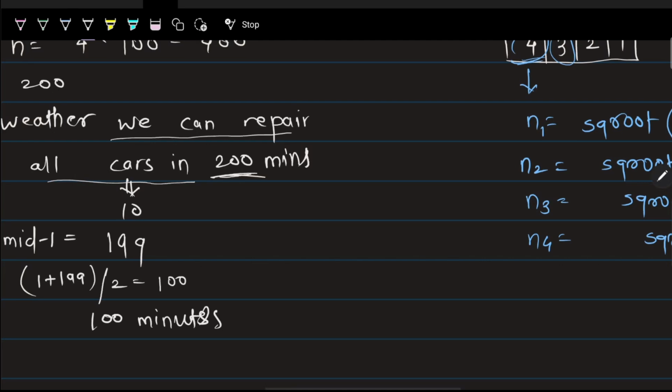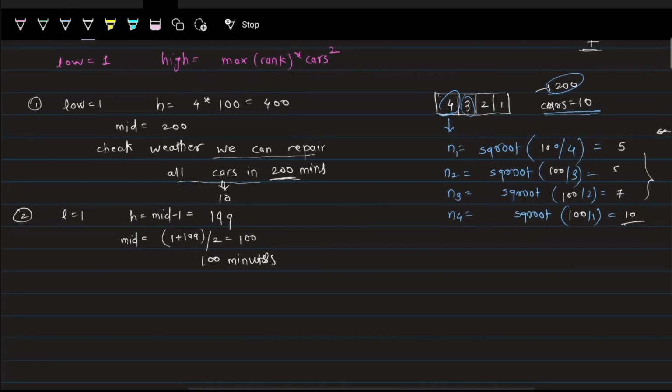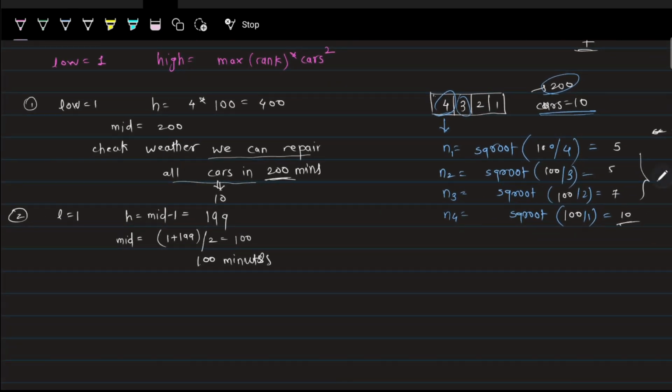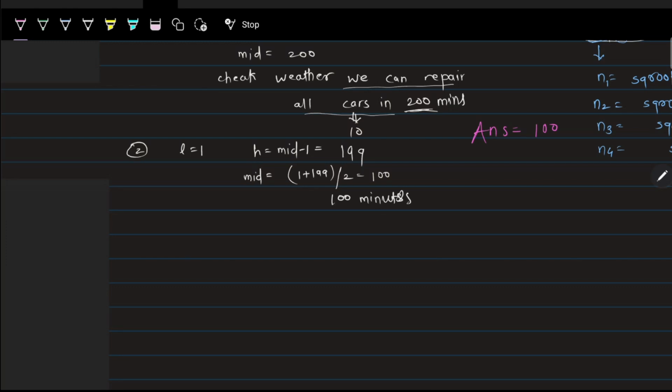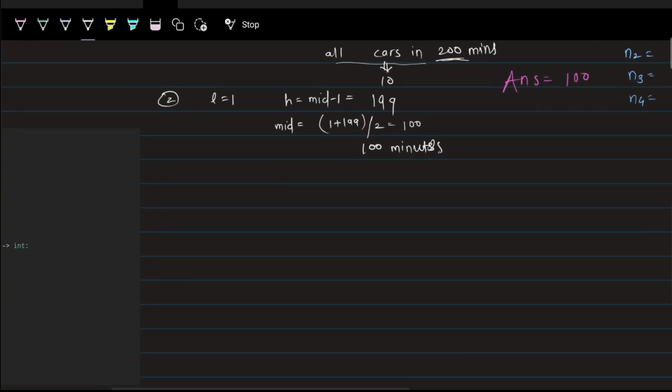So what is my goal now? I will update my answer, because I am maintaining my answer variable with the lowest value. So my answer variable would now be 100, because I can repair all the cars within 100 minutes. Correct? Now what is my next step? I will shrink my range again.